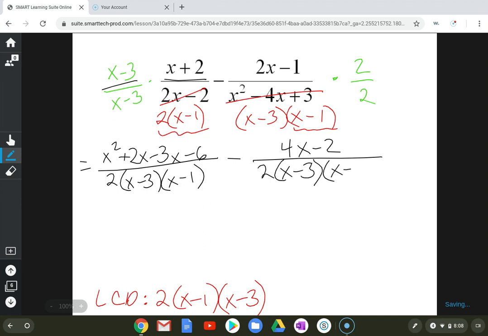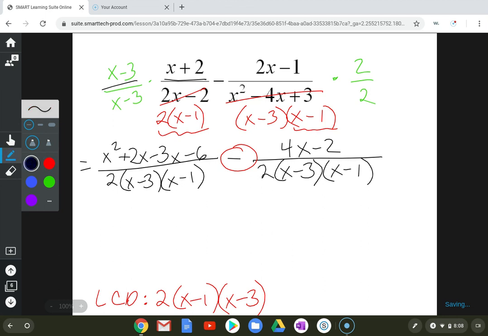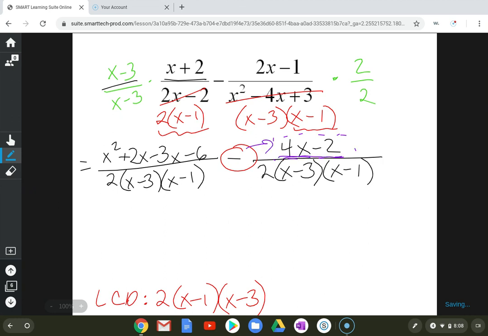Now we need to be careful about something because we are not adding anymore, we are subtracting. When we subtract, we have to make sure that this negative gets applied to all of these terms, not just the first term, but the whole thing. So when we subtract, I'm going to go ahead and write out. We're going to combine terms.